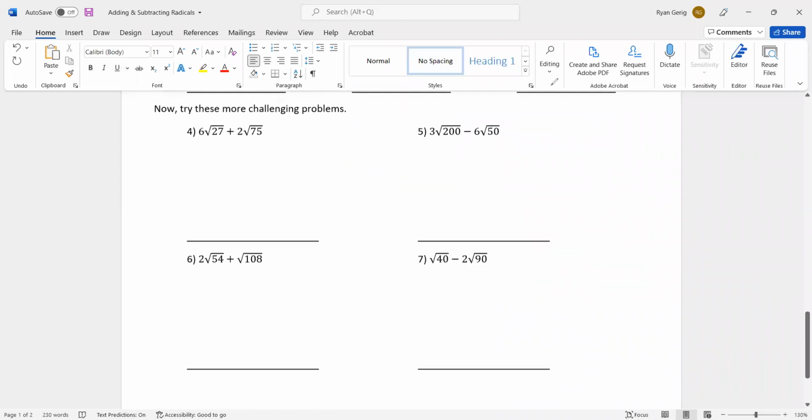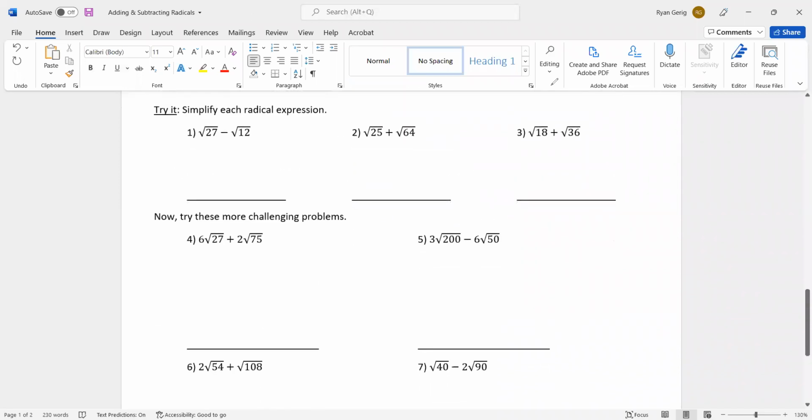All right, there we go. Square root of 27 minus the square root of 12. Can't do anything with that yet. A lot of people are going to say, oh, square root of 15. Don't do that. Don't fall for that trap.